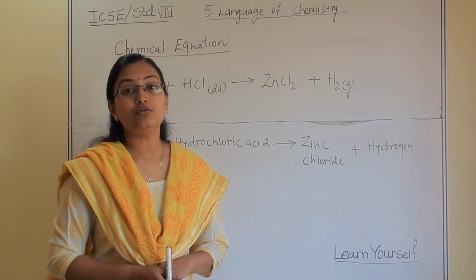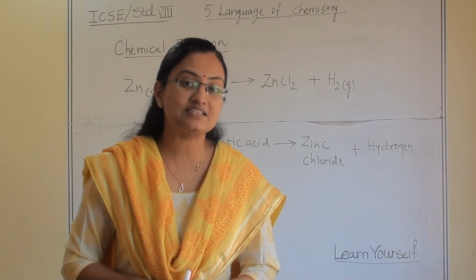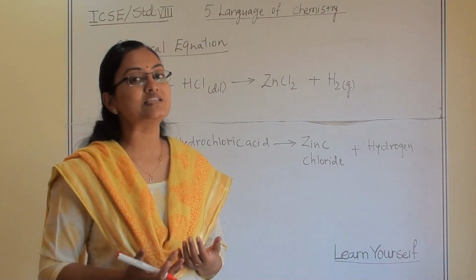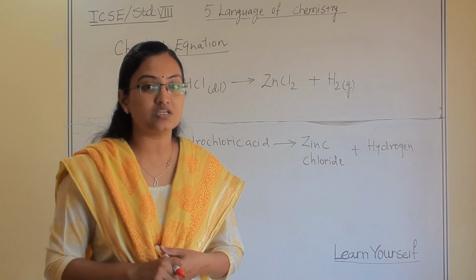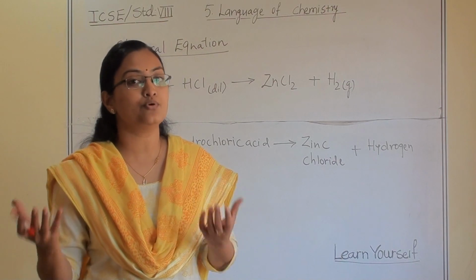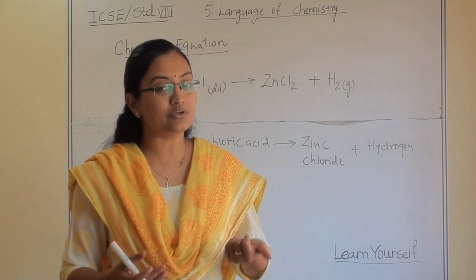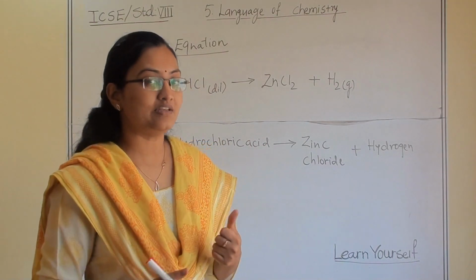Let us learn about chemical equation. This topic is under ICSE Standard 8 syllabus from the chapter Language of Chemistry. Basically, what is chemical equation? When two or more compounds are reacting with each other, they are giving certain product. And this we are mentioning in the form of molecular equation or word equation, that is known as chemical equation.